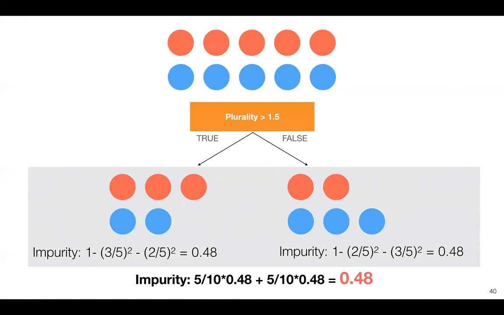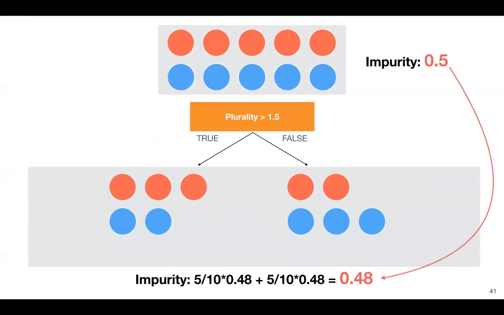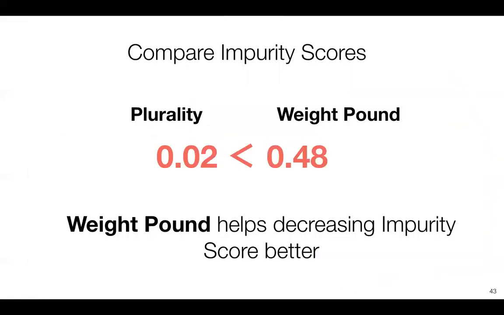Compared to where we started, originally it was 0.5, and now we get 0.48. How much decrease? Well, that is only 0.02. Okay, so this question has very small power compared to the weight pound question. And this is a score that a decision tree uses behind the scenes to figure out which question should come first.